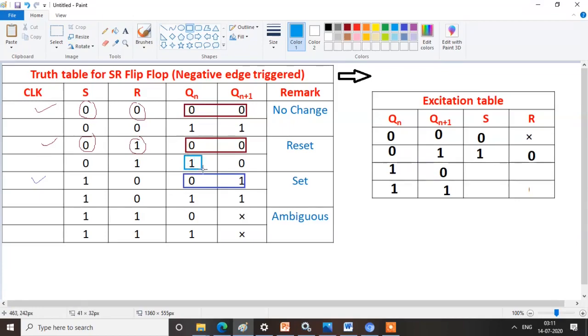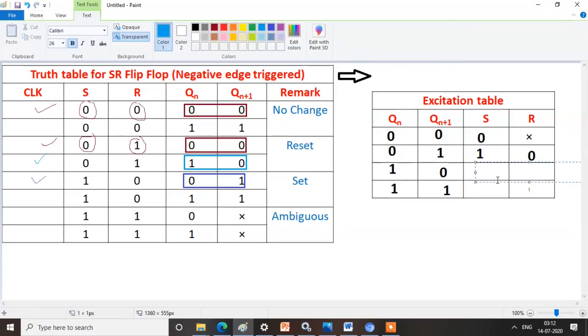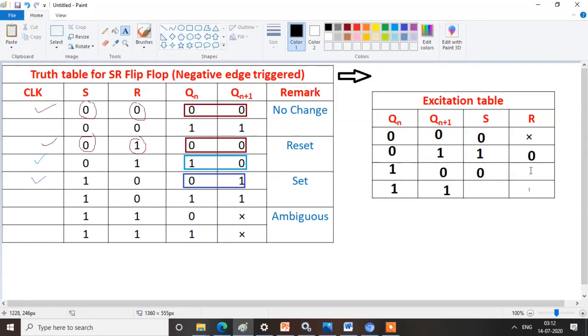So see here, what is the present state? Here present state is 1. What is next state? 0. Does any other row of this truth table have present state 1 and next state 0? No. So a single row. So what does this row say? This row says that if present state is 1 and we want next state 0, in that case what should be S? S should be 0 and R should be 1. So now let's represent this information in the excitation table. So here what should be the value of S? S should be 0, and what should be the value of R? 1.